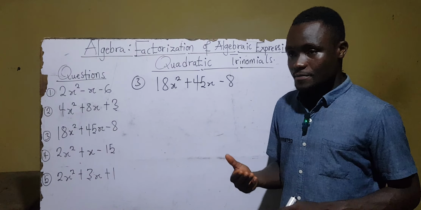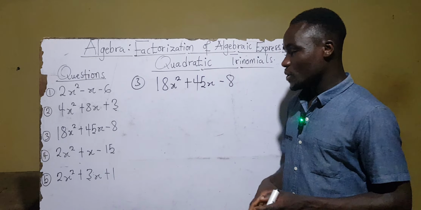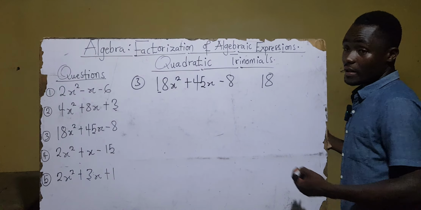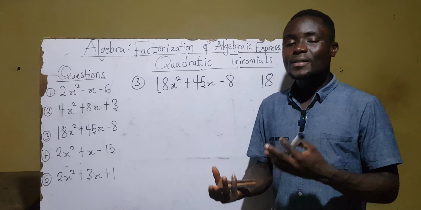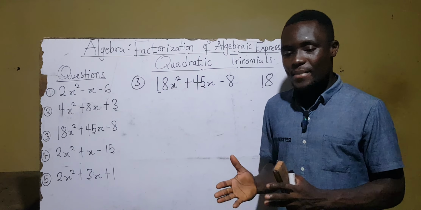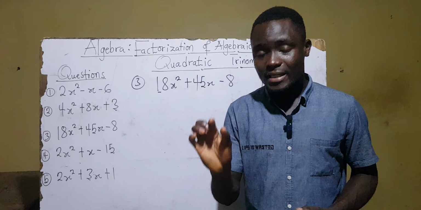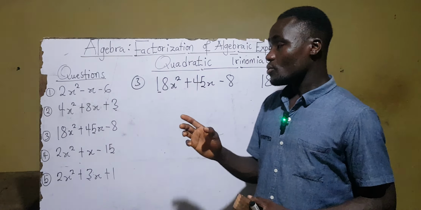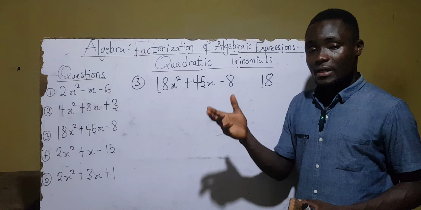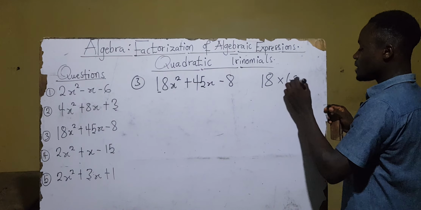All right. As I was saying, we are going to pick the coefficient of the variable squared, which is 18. Then after, I will pick the constant within the expression. When we say constant, we are referring to a number in an expression without a variable attached to it. This number here has no variable attached to it, therefore it stands on its own. So we can say it is a constant. I'm going to use the 18 to multiply the constant, which is negative 8.